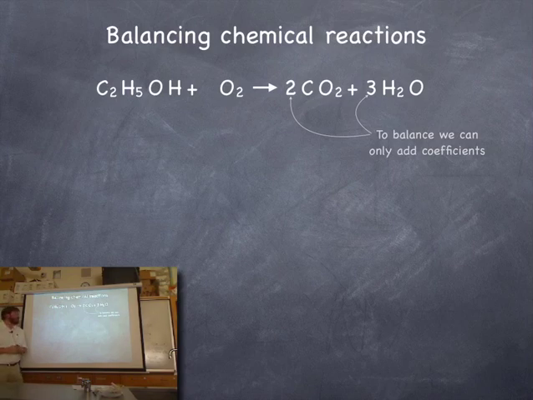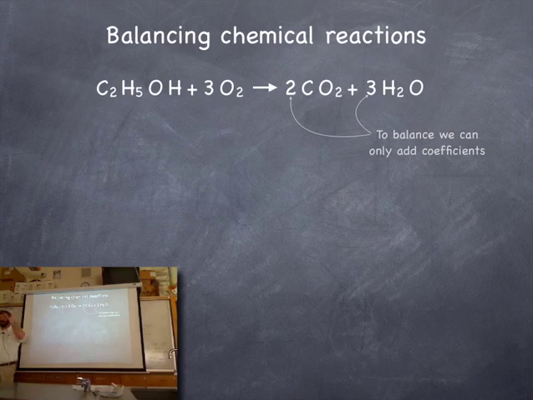Okay, because what it's saying is, hey, I've got a CO2 molecule and another CO2 molecule. I've got 7 over here. Okay, that gives me 1. So what do I got to put here to make this work? I got to put a 3. Okay? That's balancing chemical reactions.